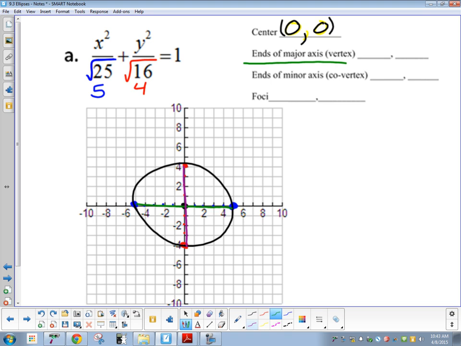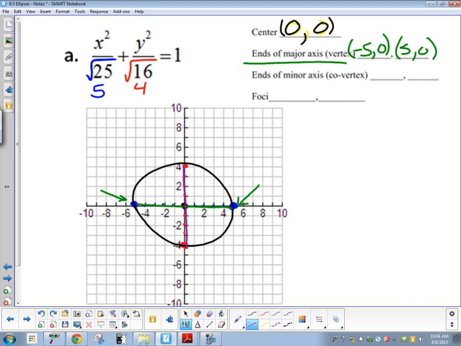So we're going to write the endpoints of it. So it's that dot right there and that dot right there. I just want to find that ordered pair. So this dot right here is at negative 5, 0. And that one over there is 5, 0. Done. That's all I'm asking for. Where did you put your dots on the paper to make your major axis?